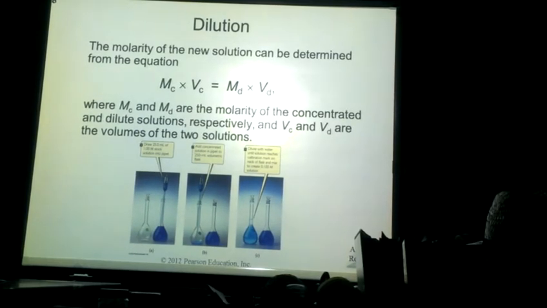When we want to dilute something, we can do M1V1 equals M2V2. Or I could have C just meaning the concentrated solution, and D representing the dilute solution. So if I have a stock solution, I know the concentration, maybe I know the volume of that. I know how much volume I want to dilute this stock solution to, but I need to figure out what the concentration will be. We've done this before on some of the stoichiometry packets that you've had.